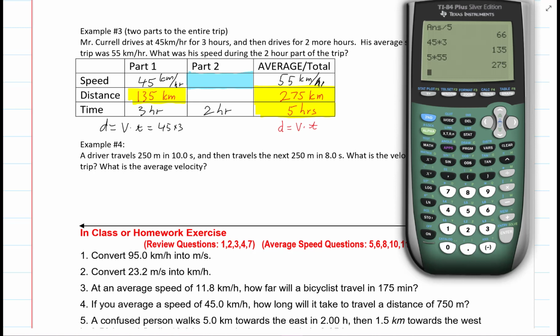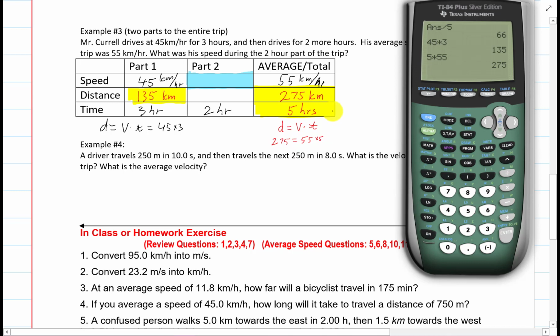Okay, here's the halfway point. We were able to calculate 135 kilometers for the first section. And for the total trip, we found out that it's 5 hours. And because of this formula, D equals V times T, which also works for the average and totals, D is 275 because it equals 55 times 5.